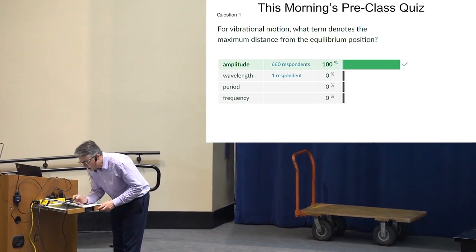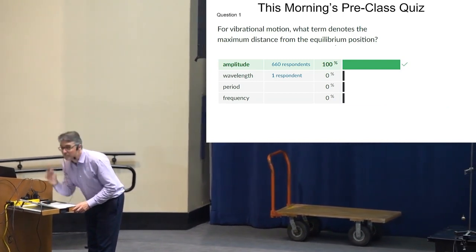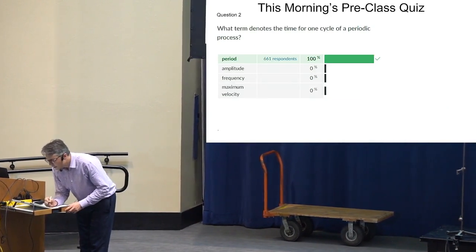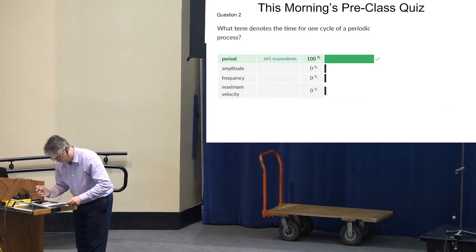There was some just vocab questions. Maximum distance from the equilibrium position is the amplitude. So that's good. And then one cycle is called the period. Okay.